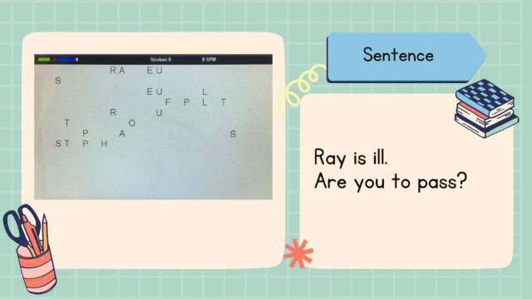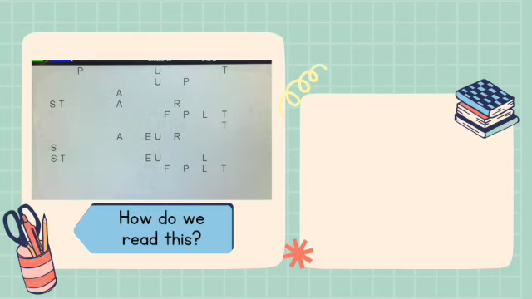For the sentences, let's try this one. We have: Ray is ill. Ray is initial R, long A, and then initial S, and then vowel I, final L, and then FPLT. The next sentence is: Are you to pass? Are you is initial R, vowel U. To is initial T, vowel O. Pass is initial P, vowel A, final S. And then we have initials STPH that represents a question mark.